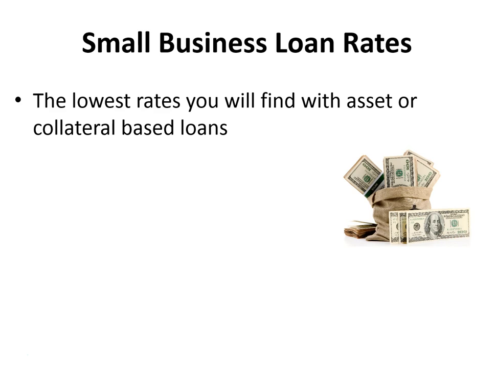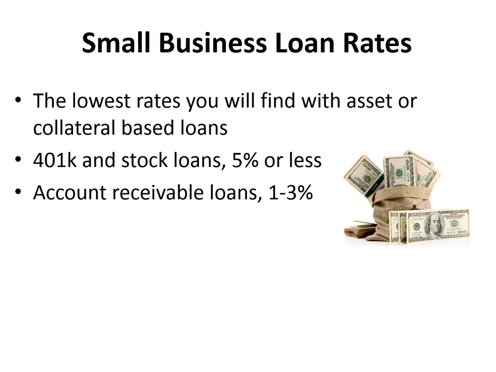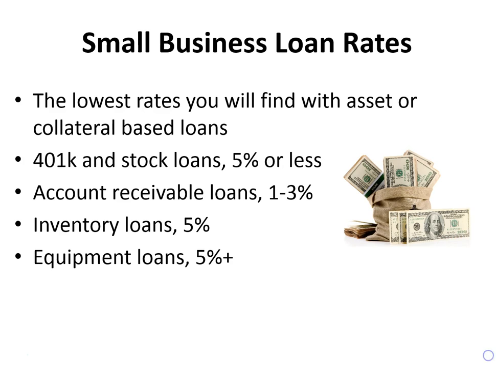The lowest rates you're going to find in the business lending space are with what are called asset or collateral based programs. So for example, if you have a 401k or stock, you can get an interest rate against that collateral as low as 5% or even lower. If you have account receivables, you can get 1 to 3% rates. If you have inventory, you can get 5% type rates. With equipment loans, you can get as low as 5%. These go as high as 25% or higher depending on the actual risk.